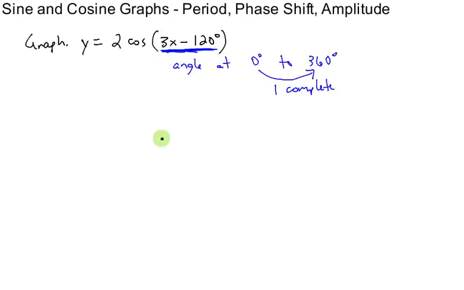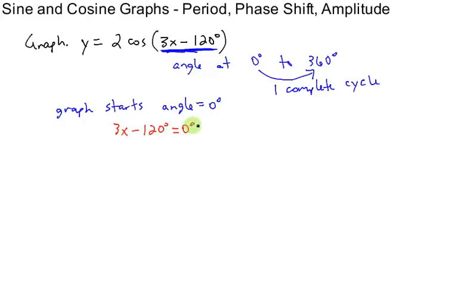revolution from 0 all the way to 360. So this is one complete cycle. So what I'll do is my graph starts when my angle equals 0 degrees. So my angle is 3x minus 120 degrees. When that equals 0 degrees, that's when I'll start my graph. Well, my graph relates to x and y, so I need to solve this for x to determine where my graph starts on the x-axis. So add 120 degrees to both sides and divide by 3, and my graph is going to start when x is 40 degrees.